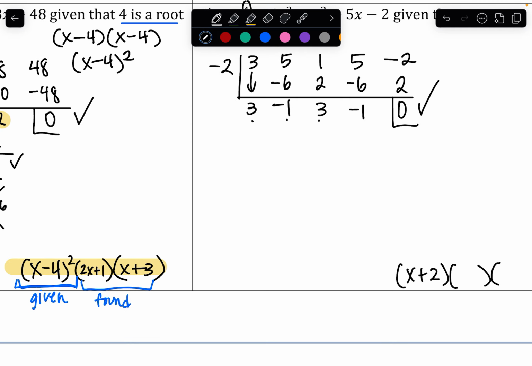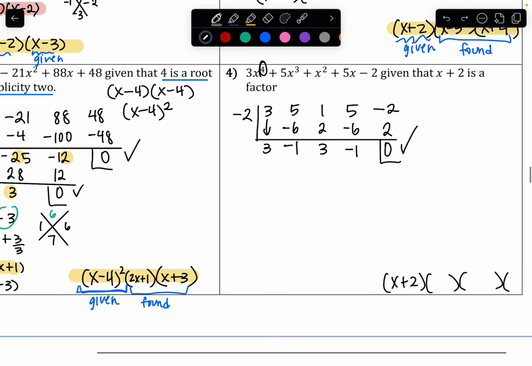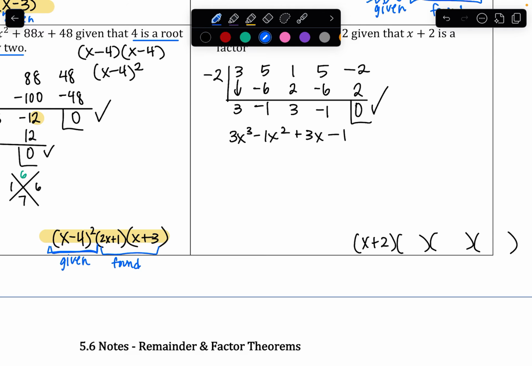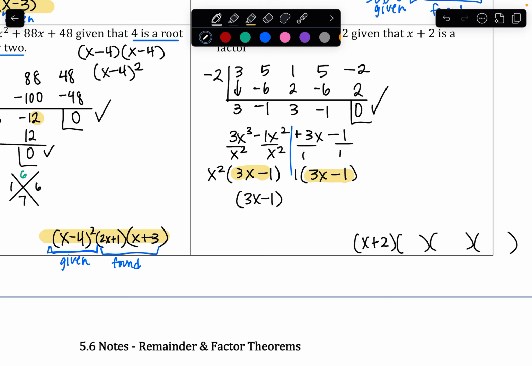And so if you notice these coefficients, the ratio is the same. And so I already know that I'm going to factor this by grouping. Okay, and so remember, drop your degree by 1. That would be 3x cubed minus 1x squared plus 3x minus 1. And 4 terms, we can try to group it. And so out of the first pair, I can get x squared, leaving 3x minus 1. Out of the second pair, just a 1, leaving a 3x minus 1. The 3x minus 1 matches. Means we're doing everything right.